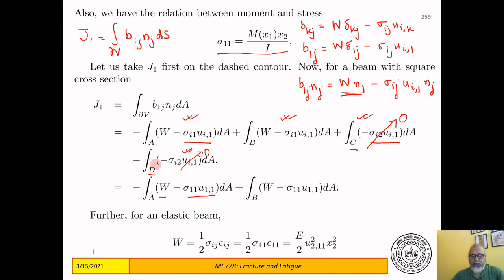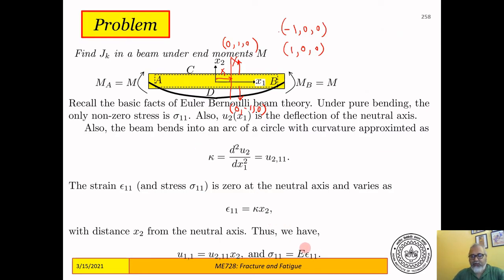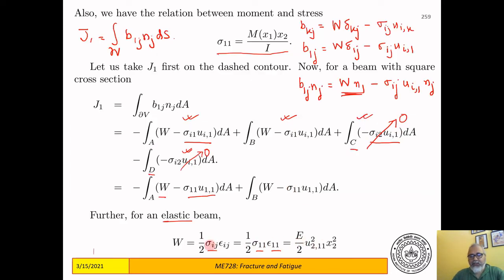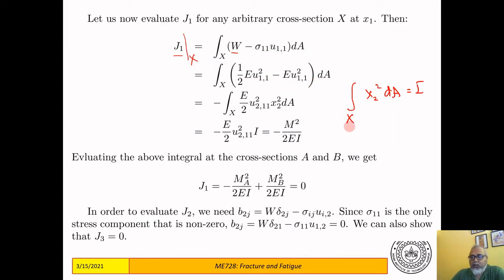So W, as we know, this is an elastic beam. So W is half sigma ij epsilon ij for an elastic system, and only sigma 1 1 is present. So sigma 1 1 epsilon 1 1. Epsilon 1 1 we have already found out. So sigma 1 1 in terms of epsilon 1 1 is this. Epsilon 1 1 we know is kappa times x2, and kappa we know is u2 comma 1 1. Using that, W comes out to be E by 2 u2 1 1 square x2 square. This is a very easy calculation. So you have it at any cross section.